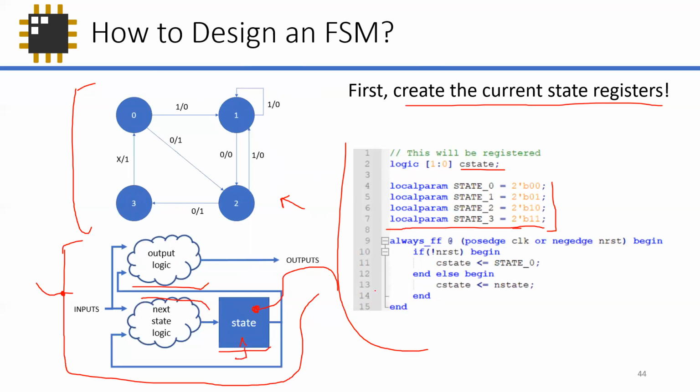The current state is our register, right? It's not a cloud. The clouds here mean combinational logic. This blue box here is a register. So you just make the register. always_ff at the positive edge of the clock, with reset. On reset, you go to state 0. And then the current state is just a simple update from the next state combinational logic. That's the input. So when you code this, you're done. You already have your current state register. That's it over there.